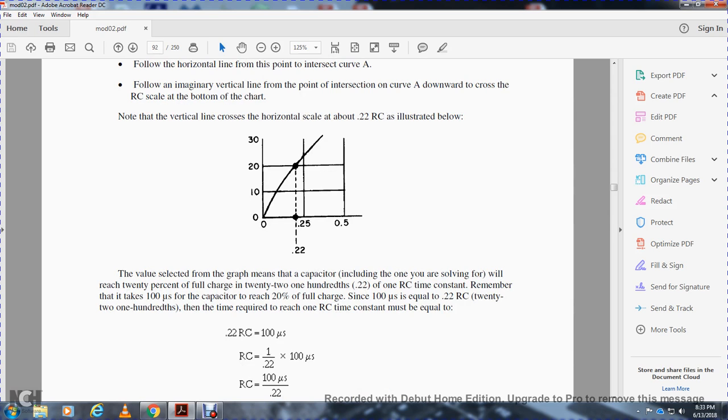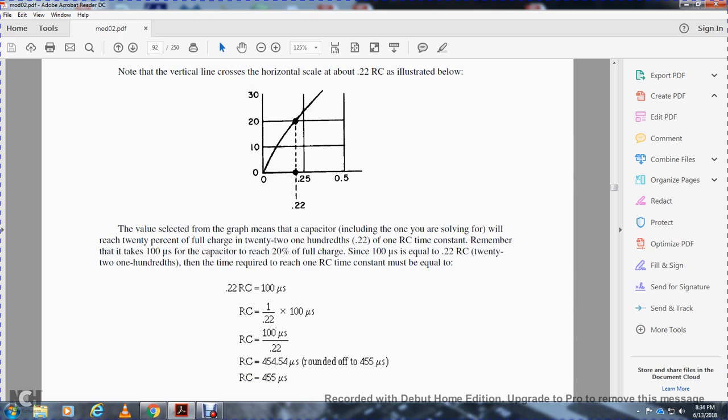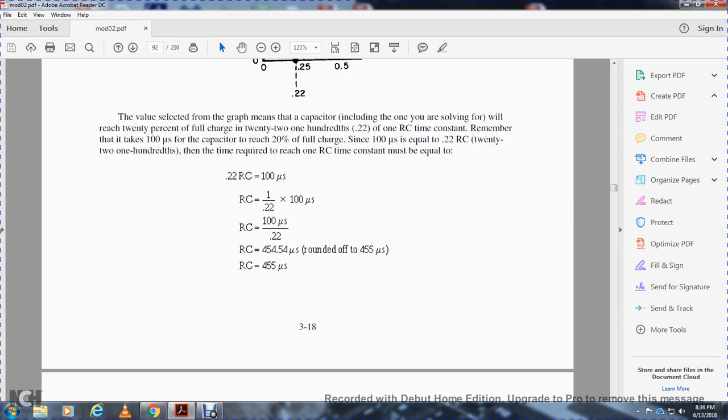The value selected from the graph means the capacitor is solving for a 20% charge, or 20 over 100, of the full voltage with the RC time constant. Remember that 100 microseconds corresponds to 20% of the full voltage. The time required for the RC time constant is equal to 100 microseconds over 0.22, which equals 445 microseconds.